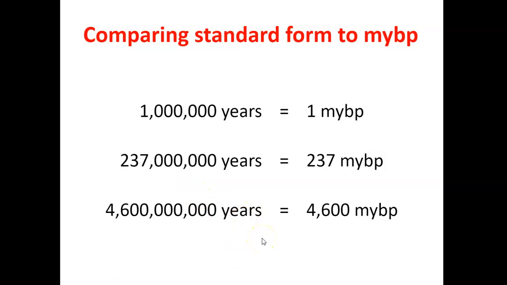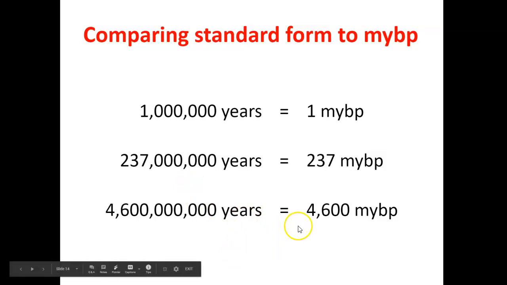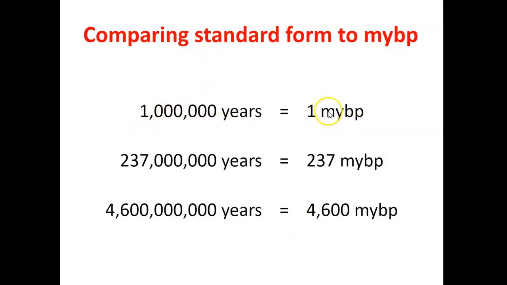Now, if you look at these, we could write these really long versions of the numbers, and it would include a lot of zeros, or we can just use MYBP to stand for million. So when we take 1 million and we convert it to MYBP, it becomes 1 million years before present. The same with this number, which if we read it out loud, reads 237 million. These 6 zeros represent a million. But we can get rid of those 6 zeros by writing 237 MYBP, millions of years before present.